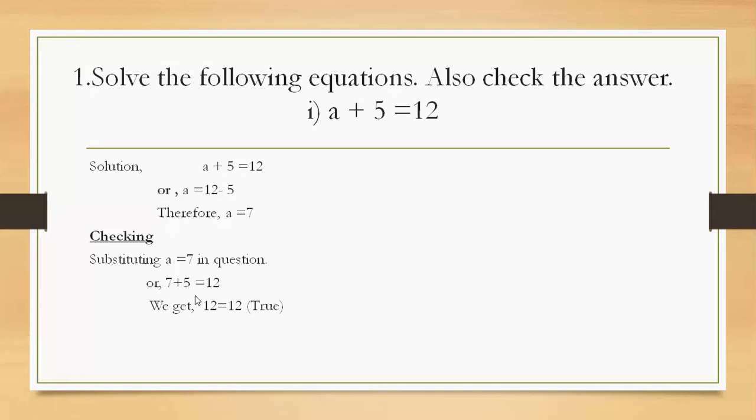12 equals 12. Did both sides come out equal or not? Yes, sir. If both sides come out equal, it means it is true. If it is true, then what is the answer? A equals 7. If both sides are equal, then A equals 7 is the answer.